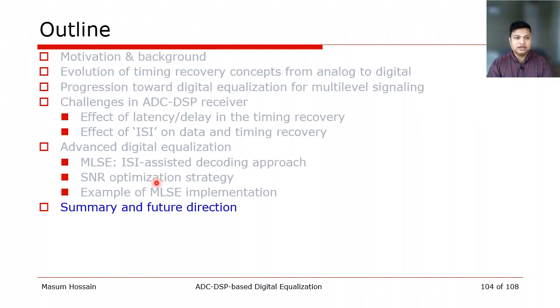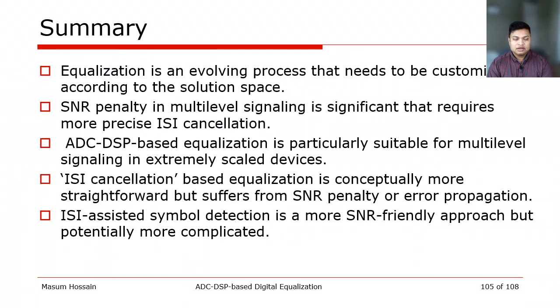This brings us to the end of this tutorial. First, note that equalization is an evolving process, so we have to pick the right solution space and the right technology to justify that. Precise ISI cancellation is needed for multi-level signaling. And also, a DSP-based architecture should be adopted in a technology where it is DSP friendly. Therefore, highly scaled technology nodes less than 10 nanometer and multi-level signaling is the right solution space for ADC DSP.